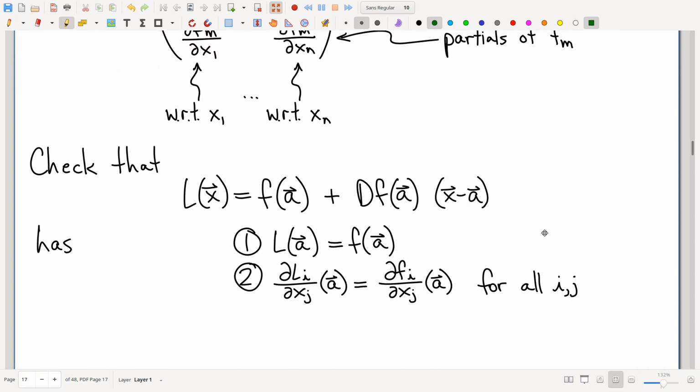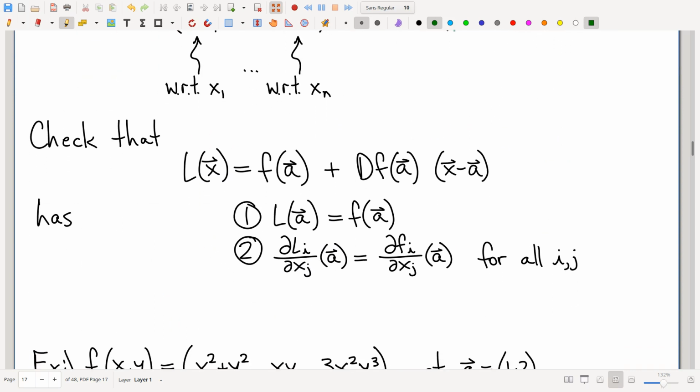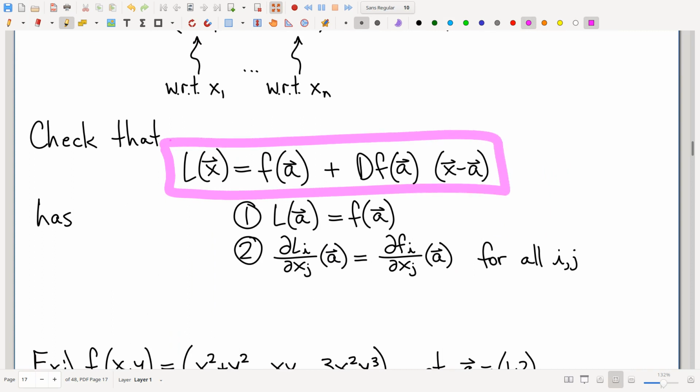And with that said, here's the happy little answer. Here's what our linear approximation looks like for a vector-valued multivariable function. And I claim, and again, I'm going to leave y'all to confirm this for yourselves, it's a good, healthy exercise, this has the same value as f at the point A, and this function has all of the same partial derivatives. For all of the output coordinates, with respect to all of the input coordinates, this function has all the same partial derivatives as f.